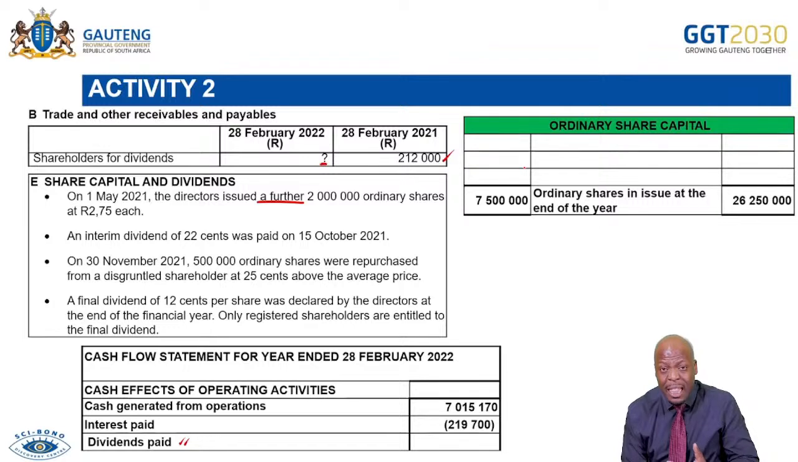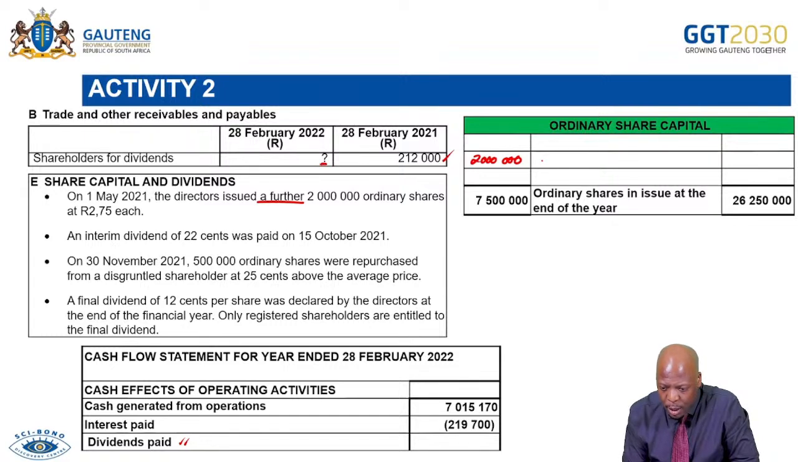A further means there were others that were there before. Now we are issuing a further more. So that is not at the beginning. So I'm going to bring you to the next line here. That is where I'm going to have my 2 million. I'm going to come here and I'm going to have my 2 million here.